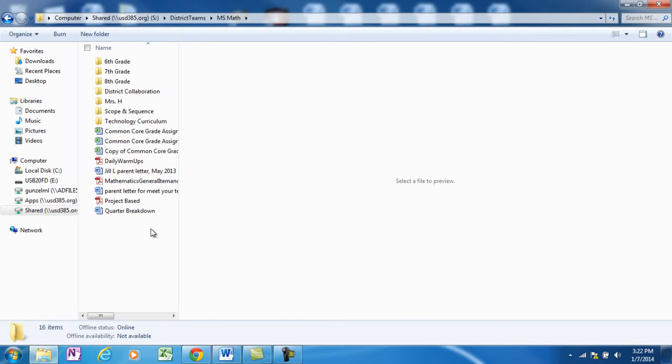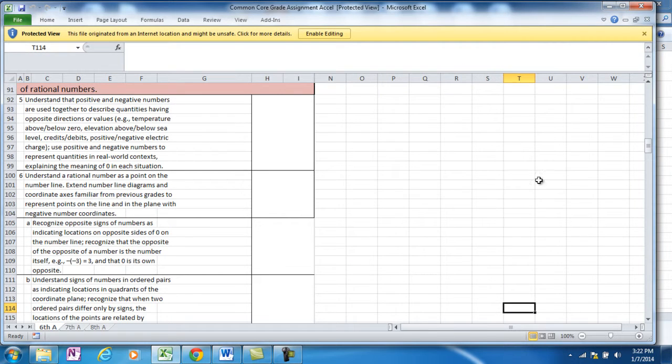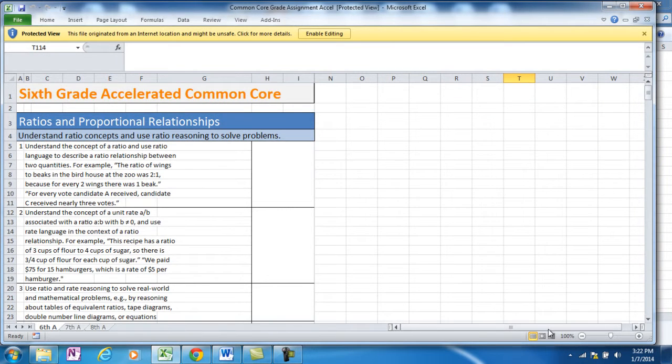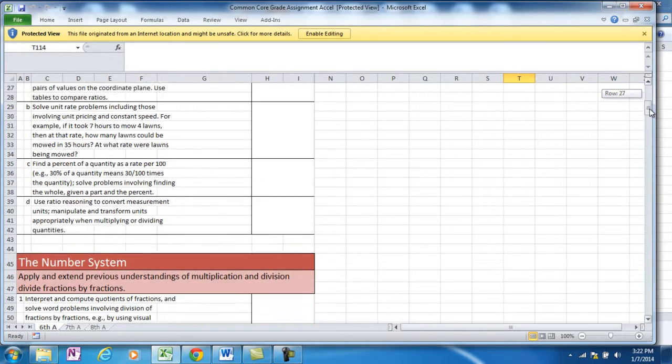Our first order of business, beginning a couple years ago, was to study the standards and determine when and where each of those standards would be taught here in the district. So we began by assigning each standard to a grade level and a course. So this is a document that we created. This is 6th grade Accelerated Common Core, as you can see, that shows all of the standards that we will cover in each of those courses.